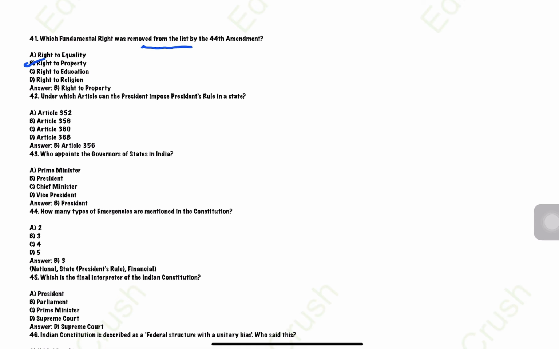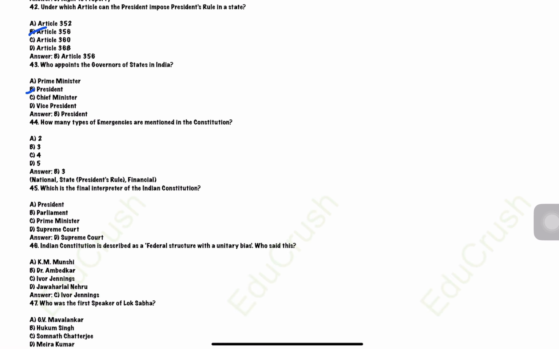Under which article can the president impose president's rule in a state? Under Article 356. Who appoints the governors of states in India? So president appoints the governors of states in India. How many types of emergencies are mentioned in the Constitution? So 3 types of emergencies are mentioned. One is at state level, next national level, and financial level.